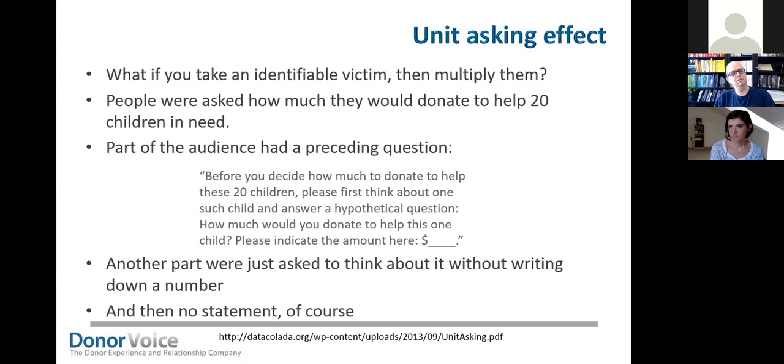Honestly, I don't know if you would do that in a mail package. Certainly would not do that in an email, because people's screens would get all messed up if they're writing on the screen. But if you have the boldness to have a mail package that literally asks someone to write in how much they would give to support one child and then expands that out, I would love to see it. But I think the thinking-about-it principle is something that anyone can execute. So think about how much you would donate to help this one child. Now there are 20 children, how much would you give? Hope that answers the question.